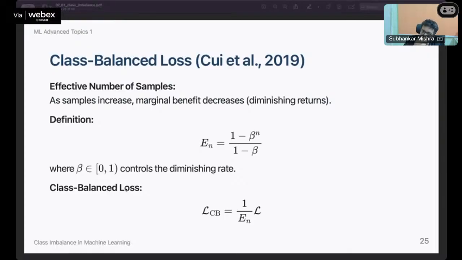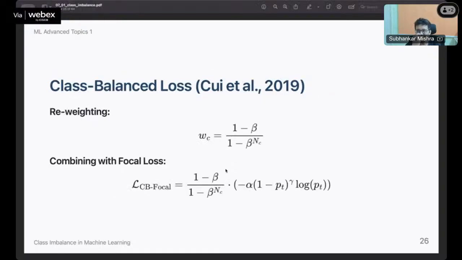We studied something similar earlier, but we did it in the data part. This is done more in the loss part. And to get even more out of it, we can combine it with focal loss, and a class balanced focal loss will be really, really good.